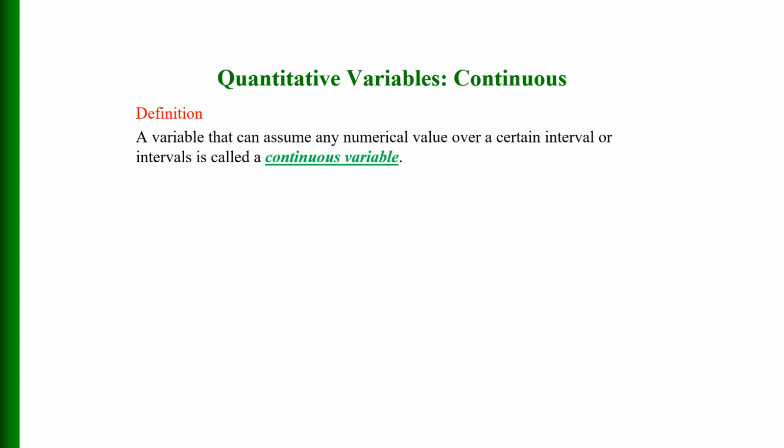Then we have the continuous variable. A variable that can assume any numerical value over a certain interval or intervals is called a continuous variable. Now age and weight or speed of a car are types of a continuous variable.